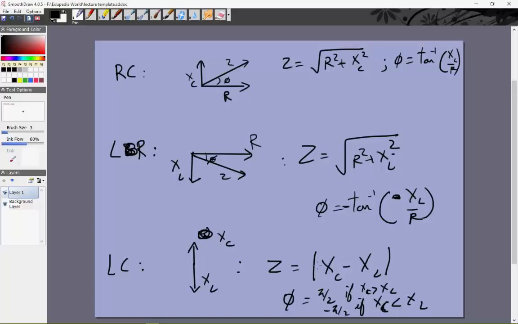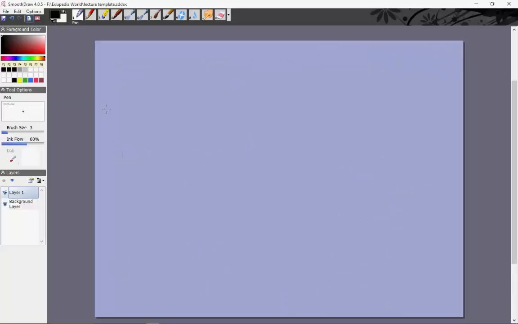You'll get the net vector impedance. The magnitude will be the impedance. The angle made with the x-axis will be the phase factor. Once you've calculated the impedance and the phase factor, the impedance gives you, using E naught by Z, the magnitude of the current. And let's move on to the most important of all, LCR circuits.